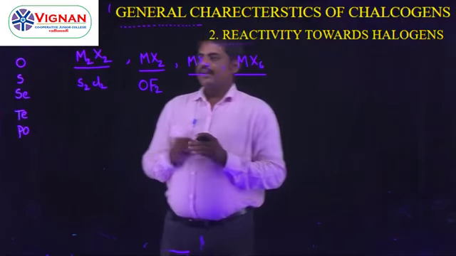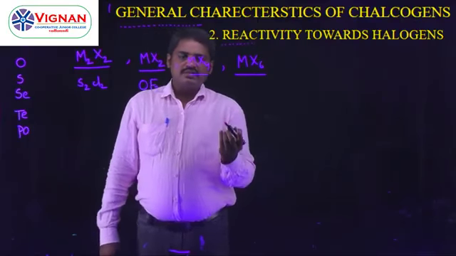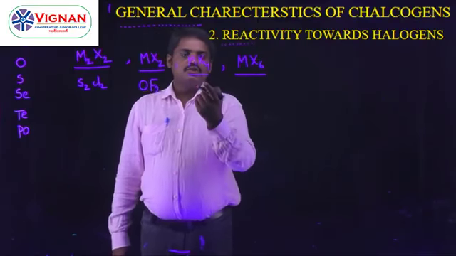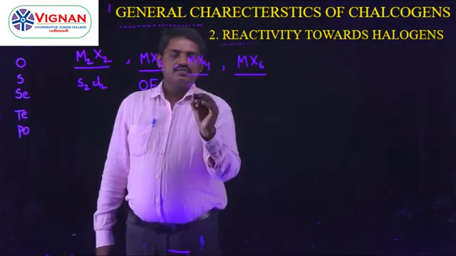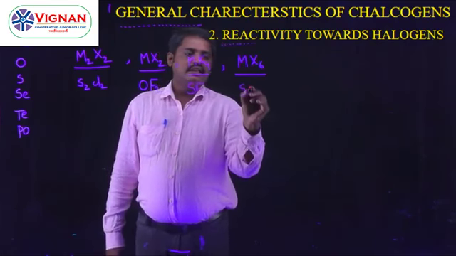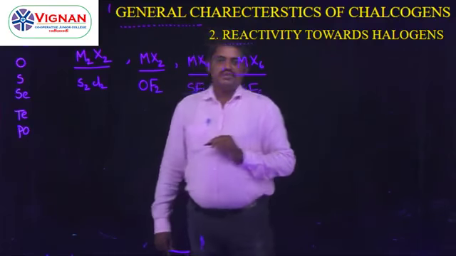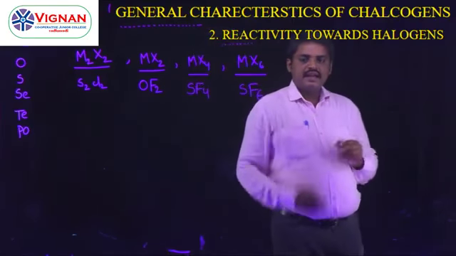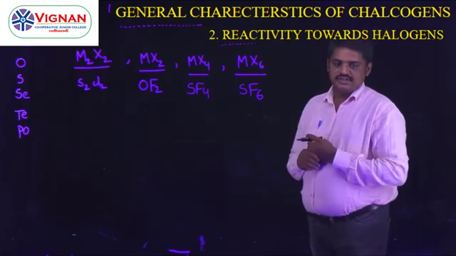And next one, sulfur. This is a third period element. It reacts with halogens to produce MX4 and MX6 type of halides. For example, SF4 and SF6 type of halides. Generally, halogens are known as 7th group elements.